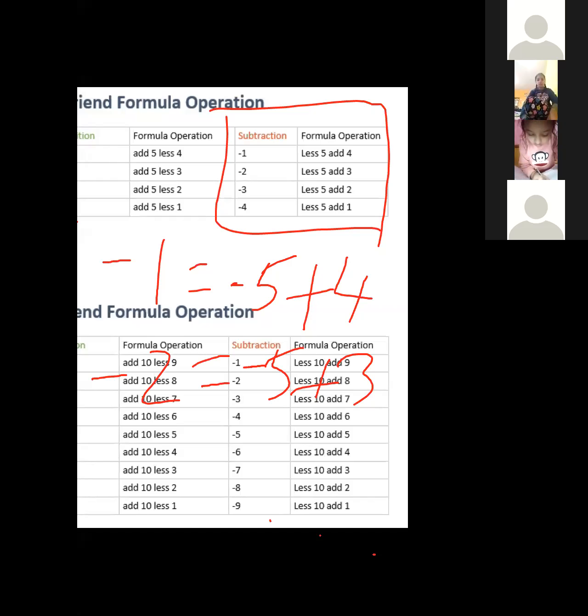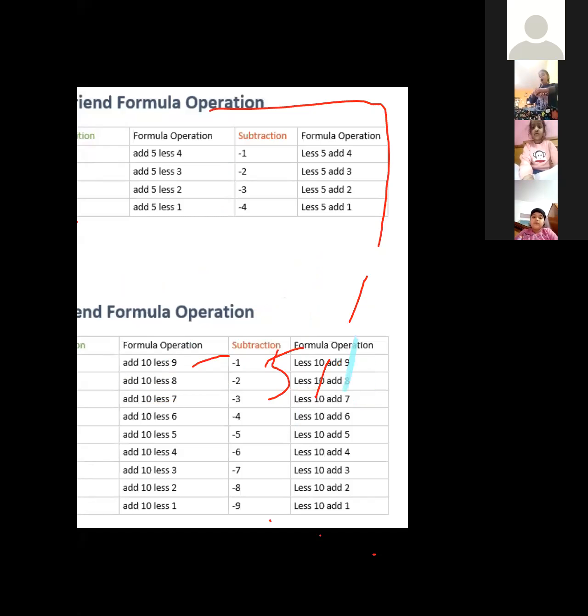So now I will ask. Yes, Rasgun. Yes, ma'am. Rasgun, tell me the formula of -1. -1 is equal to -5 plus 4. Very good. Next, what is the formula of -2? Minus 2 is equal to minus 5 plus 3. Very good. So I have written it on the screen. Now I'll erase this. Yes, thank you, Rasgun.